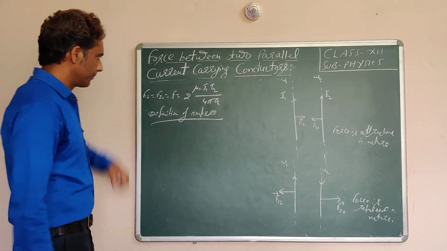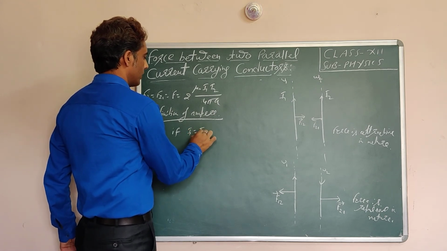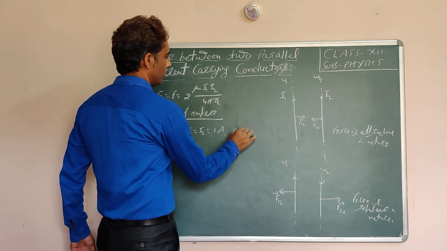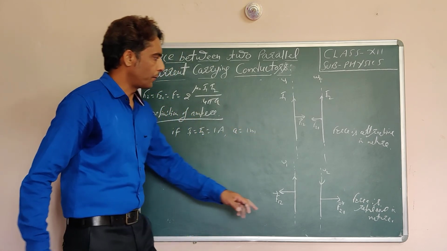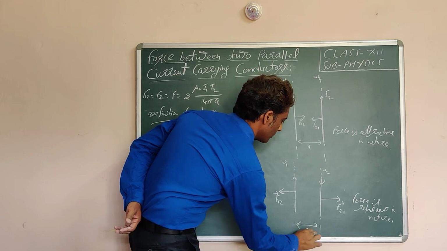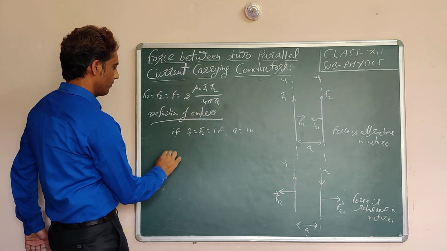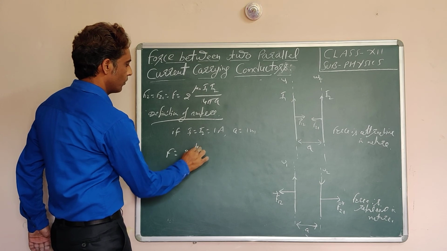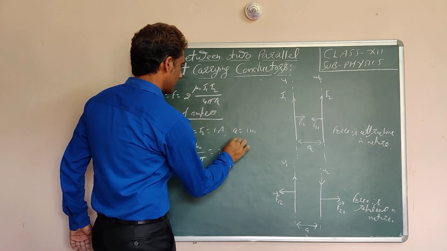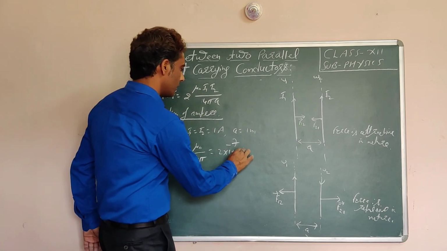So from here, if I1 is equal to I2 is equal to 1 ampere and a is equal to 1 meter, that is the perpendicular distance between these two conductors, then this F will be equal to 2 mu naught over 4 pi, and that is equal to 2 into 10 raised to the power minus 7, because mu naught over 4 pi has the value 10 raised to the power minus 7, Newton per meter.